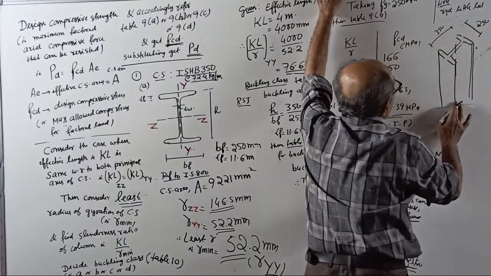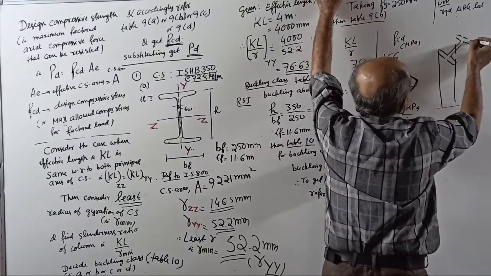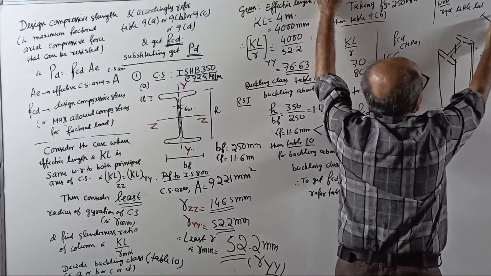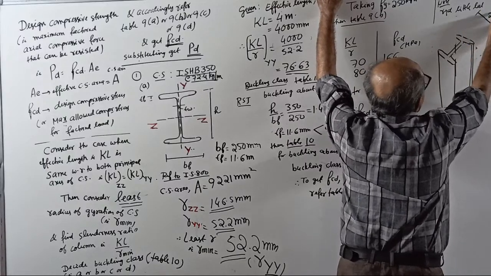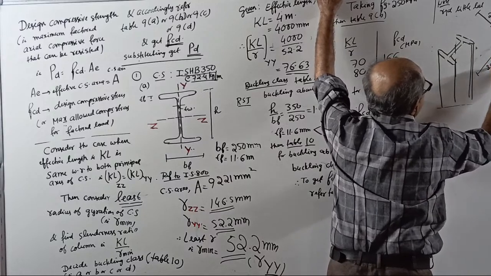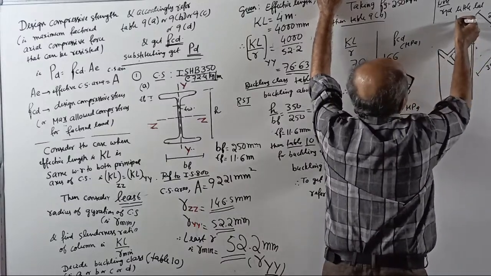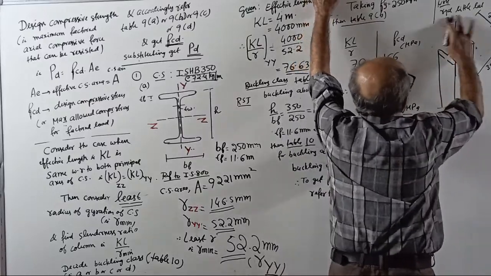Where shall I write? Somewhere there. This is 250. No, this is 250. There is some reason for writing it. Practical concept. This width is 350. Then this column, the factored axial load it can support is 14.